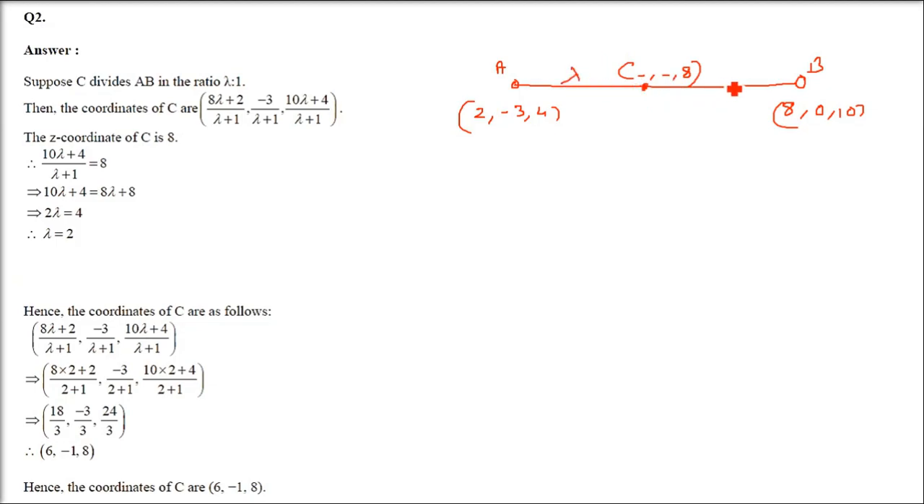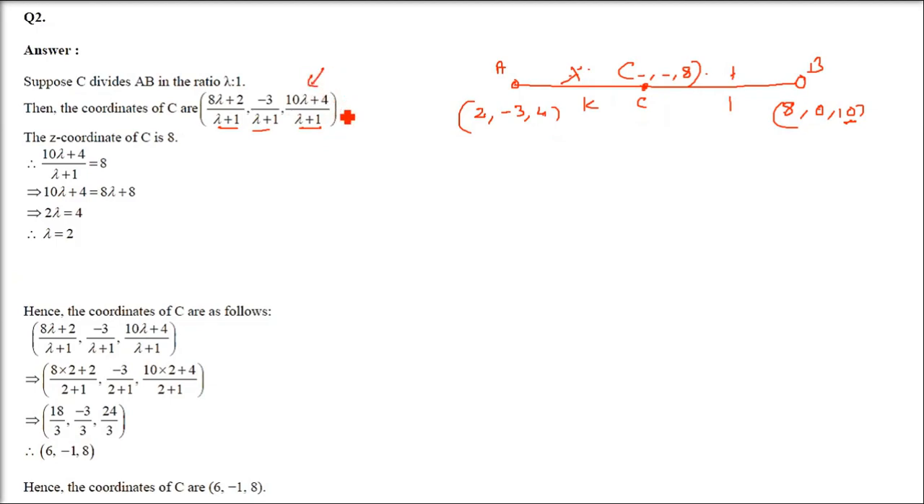So just assume that this point is dividing this line into lambda is to 1. Now you can assume it to be k is to 1 because earlier we have been doing k is to 1, but lambda is to 1 because it's 3D, just take it as lambda is to 1. So 8 into lambda plus 2 into 1 divided by lambda plus 1 is the x coordinate. 0 into lambda and minus 3 into 1 divided by lambda plus 1 is the y coordinate. Then 10 into lambda, 4 into 1, add them, divided by lambda plus 1 is the z coordinate, 8, which is given already.